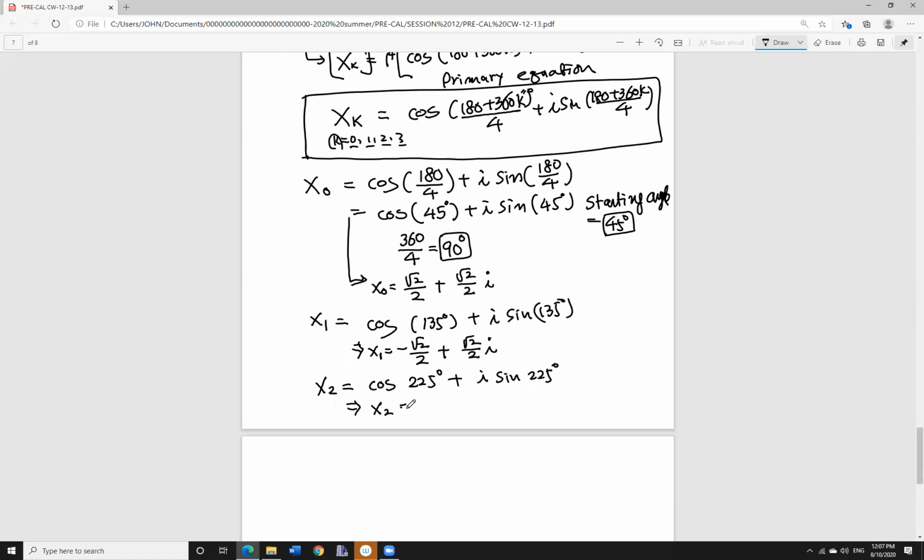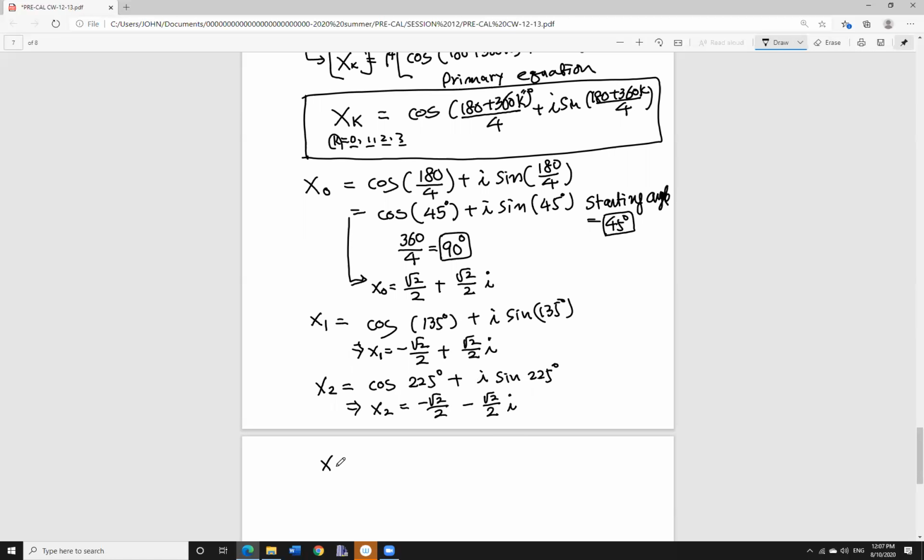Negative root 2 over 2 plus... sine 225 is negative. Okay, still root 2 over 2, but negative. Cosine is negative, sine is negative. Negative root 2 over 2 i.